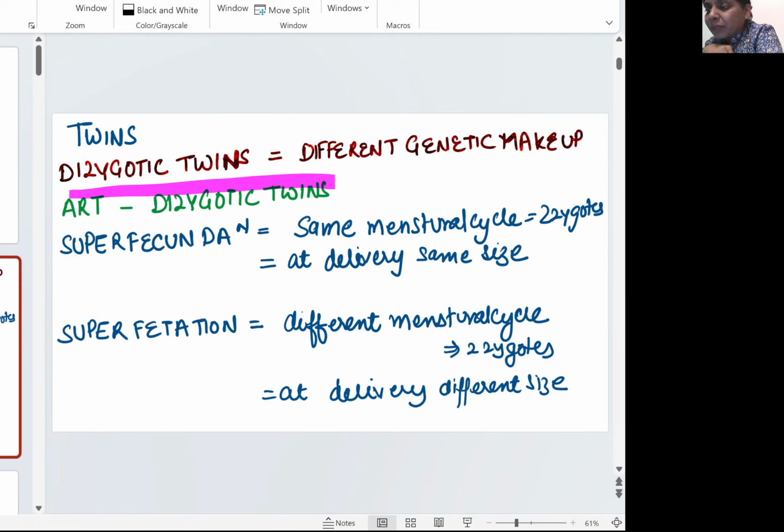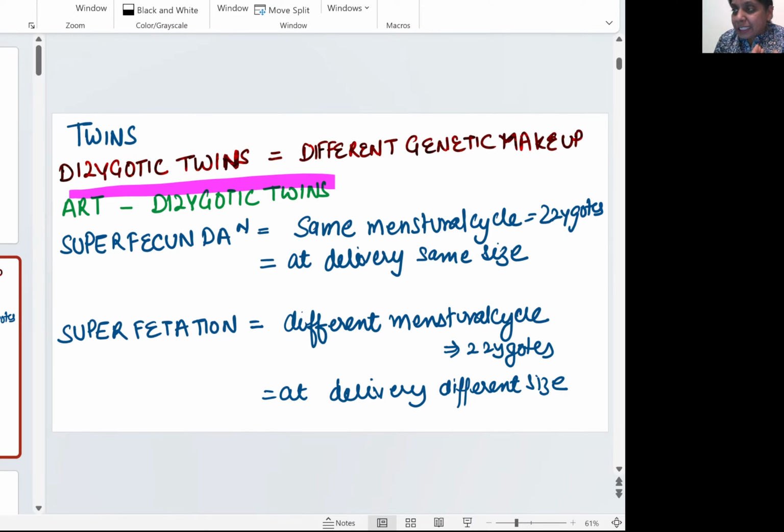Please write down what will happen. At the time of delivery, one baby will be 8 months and one baby will be 9 months. Isn't it? That is what is going to happen, right? So you are going to remember that in human beings only fecundation happens. What do you mean by the word fecundation? Fecundation का मतलब क्या है?